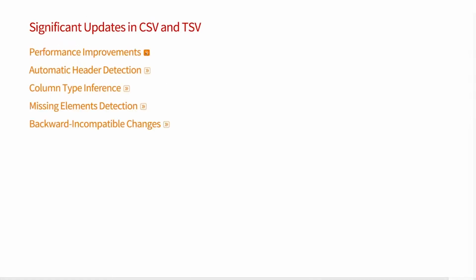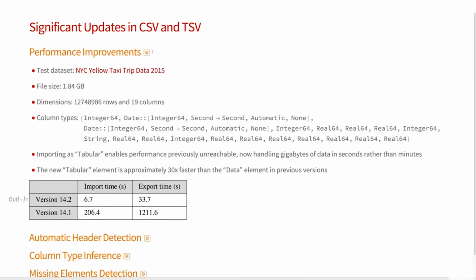So first, we'll talk about the significant updates in CSV and TSV, mainly performance improvements. Historically, we've had flexible and powerful functionality that seems to just work, and this is no exception. Bringing huge tabular data into the language is just as simple and flexible to code as you would expect Wolfram language to be, but it happily brings in your huge data sets no matter where they live.